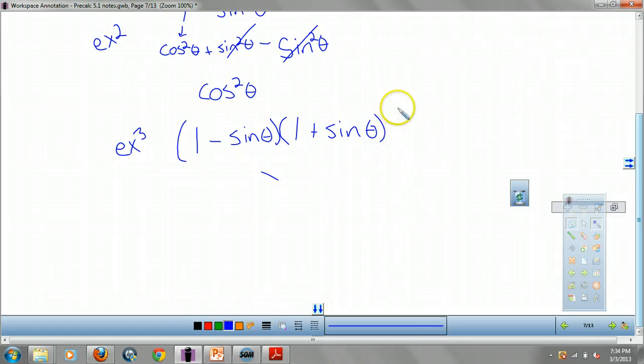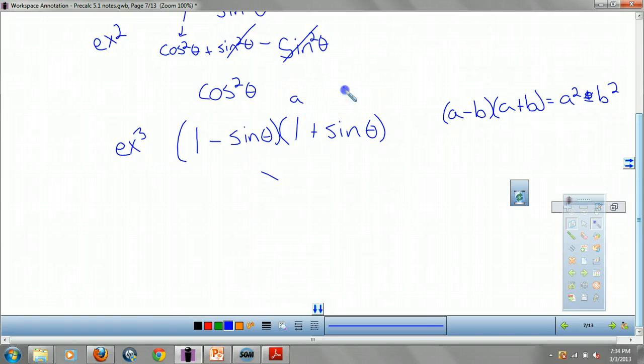And a lot of people say, I don't know what to do, I'm so confused. You guys remember this thing? If you have a minus b times a plus b, do you remember what that equals? It's a special identity. That's a squared minus b squared. Okay? In this case, my 1 would be my a, my sine would be my b. Okay, that's good old algebra from algebra 2, right?